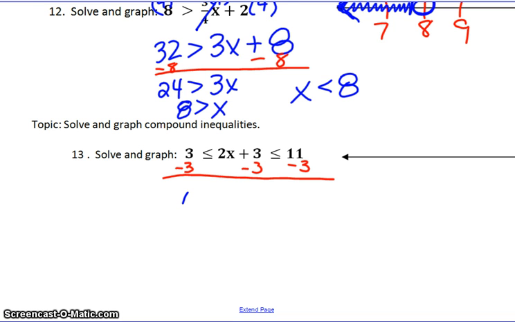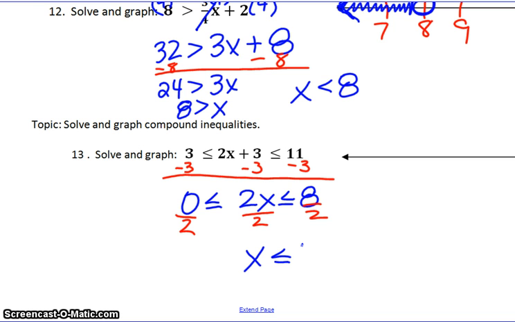So now I have 0 here is less than or equal to 2x is less than or equal to 8. So now I know that 2x is in between 8 and 0. Now to figure out what just x is in between, I'm going to divide each one by 2. So x alone is in between 4 and 0. Okay? So that's what we have x between.